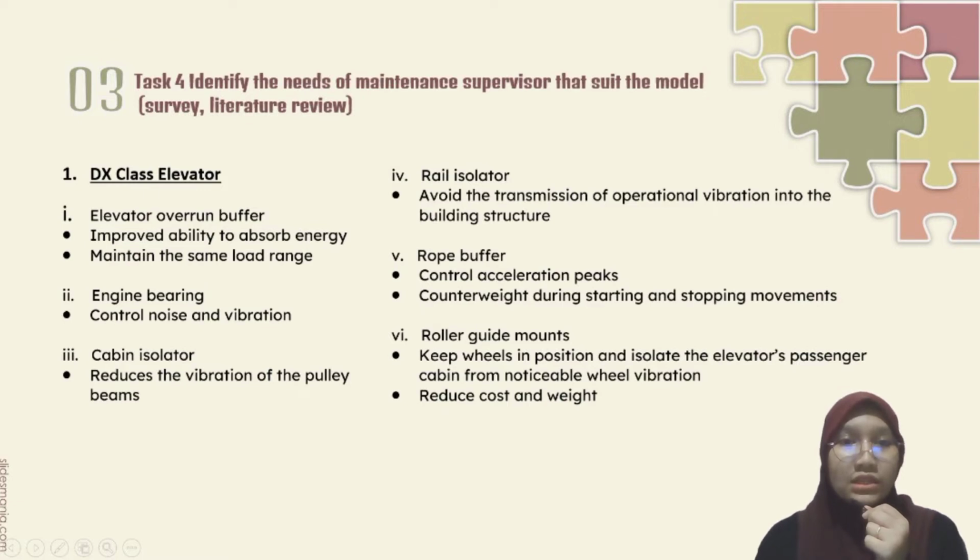Fifth is the rope buffer, to control acceleration peaks of the cabin and counterweight during starting and stopping movement. Next is the roller guide mounts, which keep the wheel in position and isolate the elevator's passenger cabin from noticeable wheel vibration, and it can reduce cost and weight.